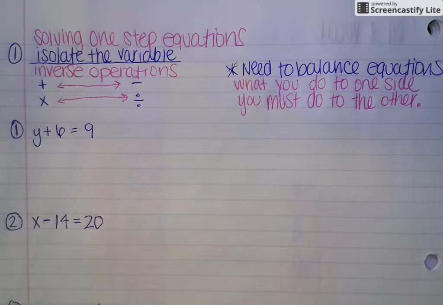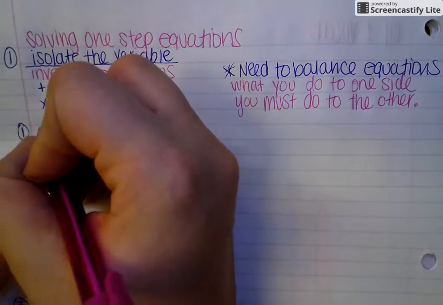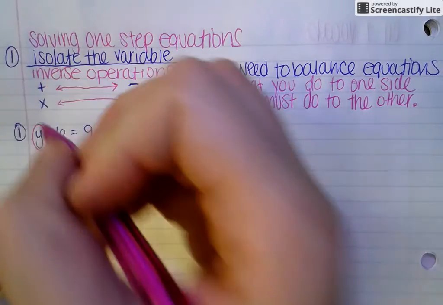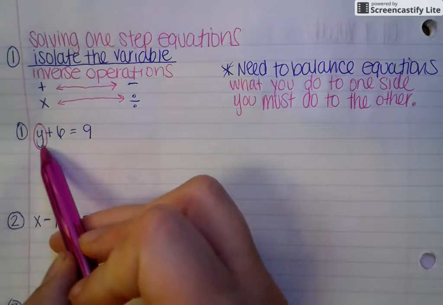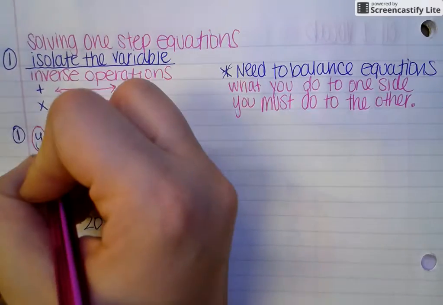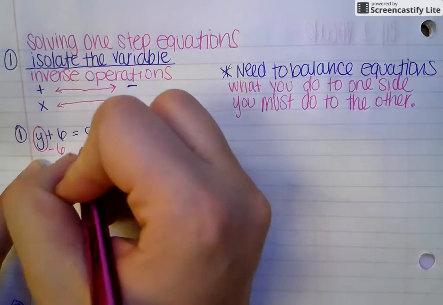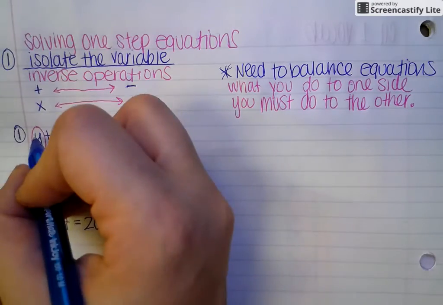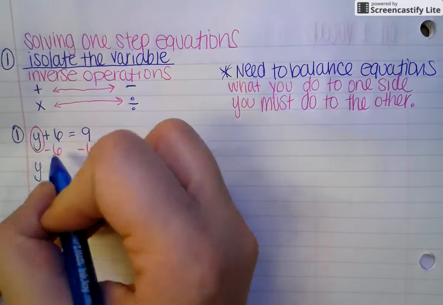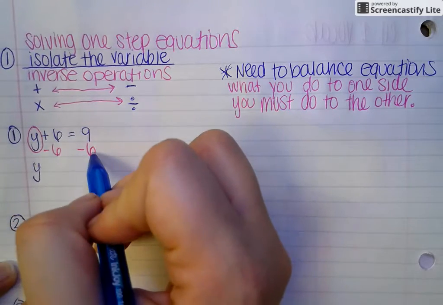Now, we're going to look at the first one, which is y plus 6 equals 9. And we want to get this variable by itself. I always circle that y to identify that I need to get that variable by itself. So now, using my inverse operation, I'm going to ask, how can I get this variable by itself? So I'm going to subtract 6 on both sides. Then I'm going to bring down this y.